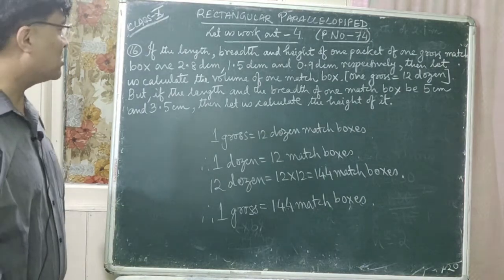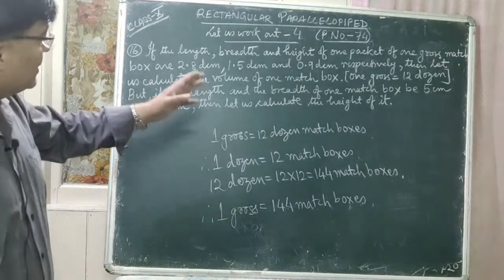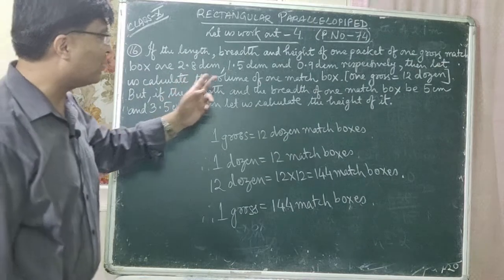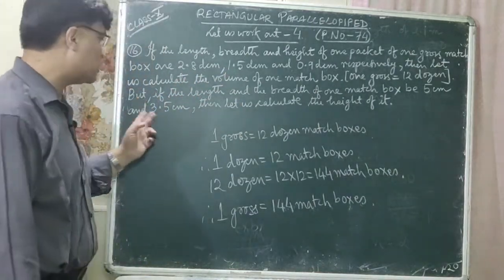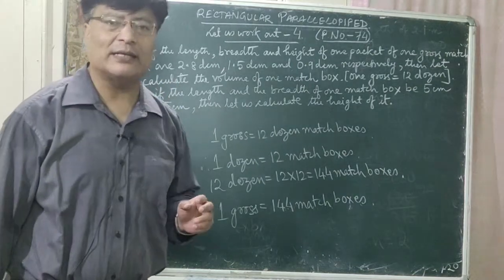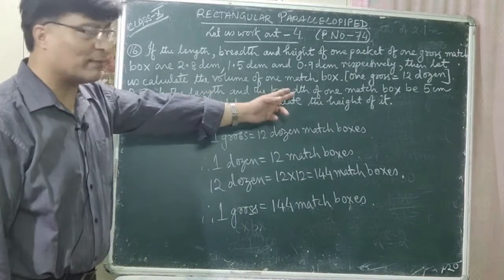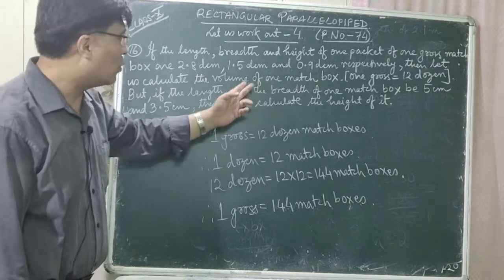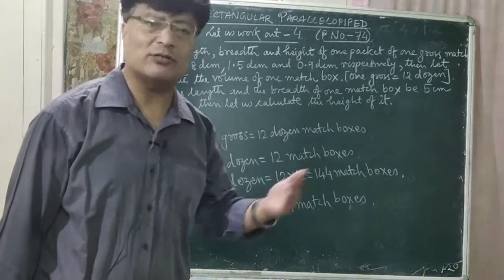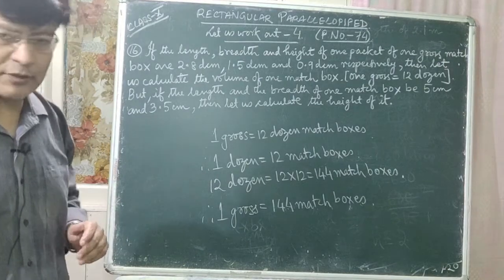So now in this case you have to calculate the volume of only one matchbox. And in the second part it is given that if the length and breadth of one matchbox be 5 cm and 3.5 cm respectively, let us calculate the height of that one matchbox. Okay, so what is the length of one matchbox? It is given 5 cm. What is the breadth of one matchbox? It is 3.5 cm. You have to calculate the height of that one matchbox. Is that clear to all of you? So I think you have understood the question.